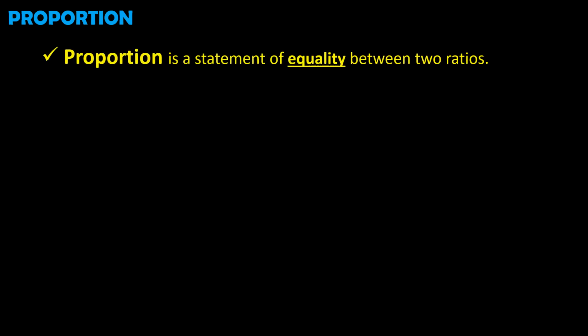So this time, let us continue with proportion. So proportion is a statement of equality between two ratios. So we are still dealing with ratios. For example, we have 2 is to 5. And then we have another ratio that is 8 is to 20. So proportion is a statement of equality between two ratios. So we now have two ratios here. We have to see if they are equal for them to be considered a proportion.